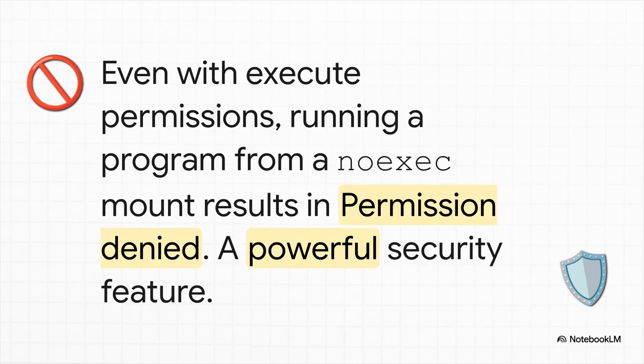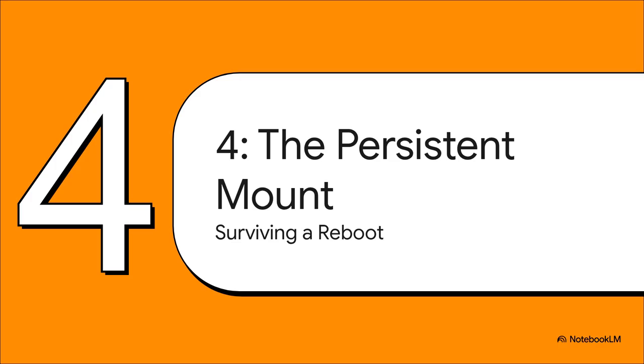The rule we set at the file system level completely blocks the action, even if the file's own permissions say it's executable. So cool. Okay, so far, our mount is only temporary. If we reboot this machine, it's gone.